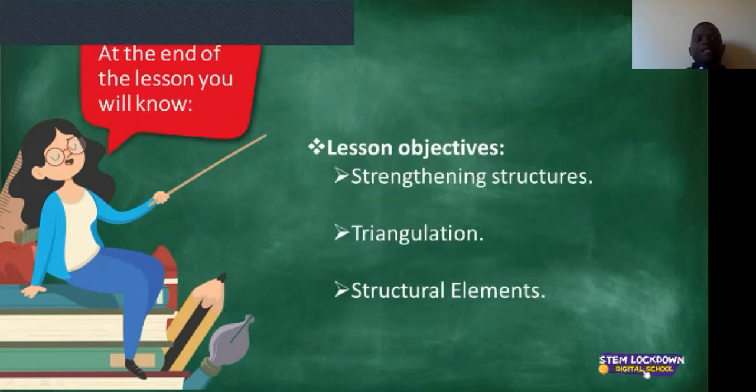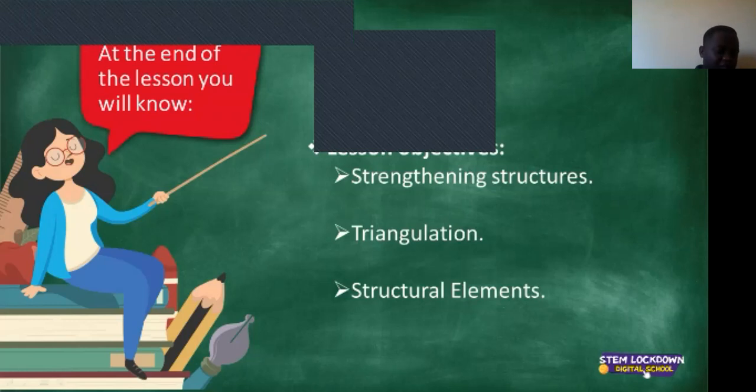So today, what is it that we are focusing on today? What are we doing today? All right, so today, I said yesterday, we are looking at the strengthening of structures. That is number one. Number two, we are looking at triangulation. And number three, we are looking at structural elements. So again, I repeat, ladies and gentlemen, we are looking at strengthening structures, number one. Number two, triangulation. And number three, structural elements. I hope you understand. I hope all of us are excited.